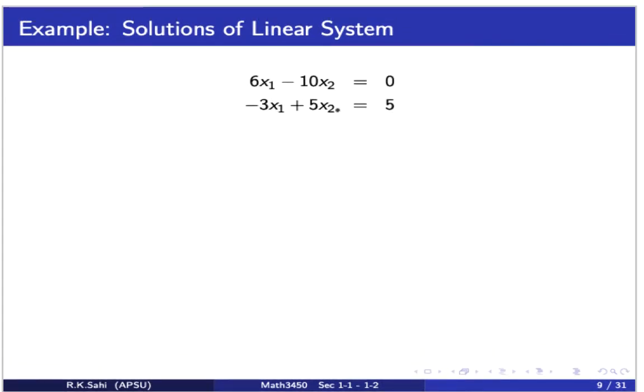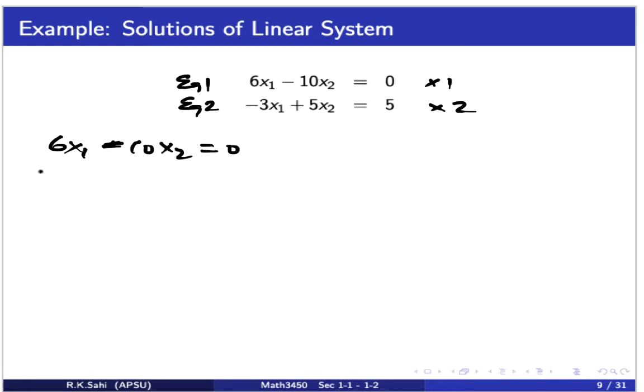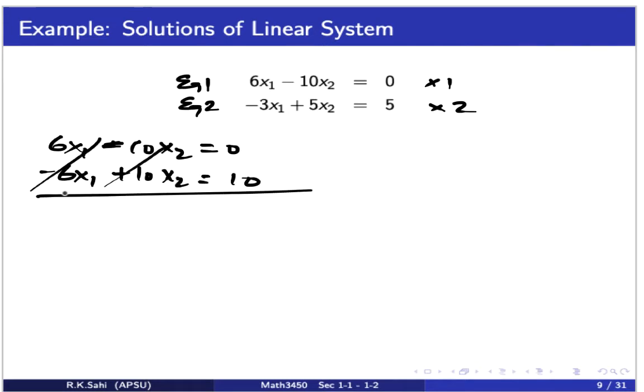Now, for this one I would like to get rid of, say, x1. What I'm going to do, multiply this by 1 and the second equation. So let's say this is equation 1, this is equation 2. Multiply the second equation by 2. We get 6x1 minus 10x2 equals 0 and minus 6x1 plus 10x2 equals 10. So when you add, the left hand side of the equal sign is a 0, but the right hand side gives me a 10. Oops, that doesn't sound right. How can an equal sign have two different terms on either side of it? Not possible. So what basically this means is this linear system has no solution.